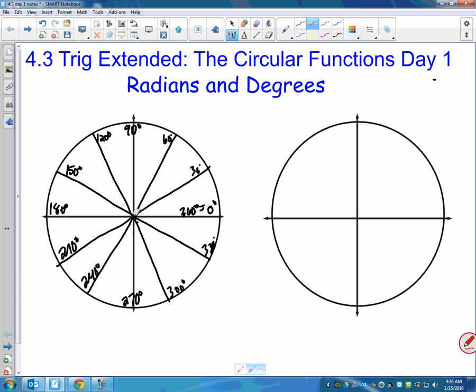What we're probably not as comfortable with is doing the same thing in radians. So first of all, let's label our X and Y axis, our 0, 90, 180, 270. We feel pretty good about those.